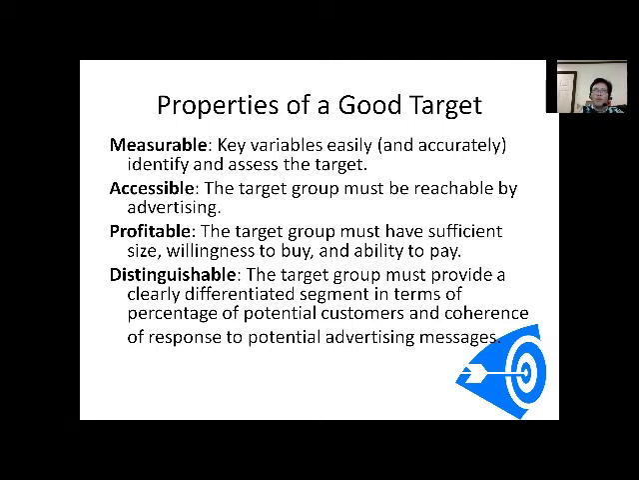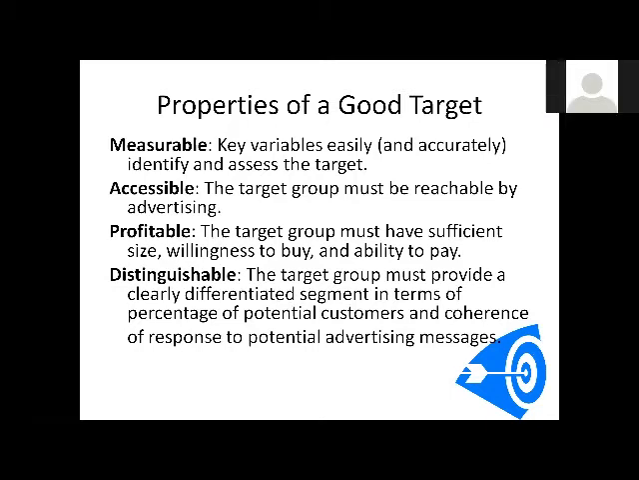Okay, so we mentioned an attractive target or a good target. So what are the properties of a good target? We have the acronym MAPD, or MAPT, for example. So first, a good target is measurable. What does it mean? There are key variables that will help us easily identify and assess the target. How about the next one? Jamil, could you read, please?